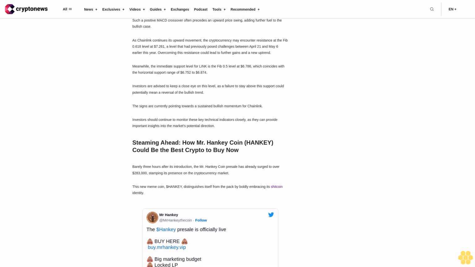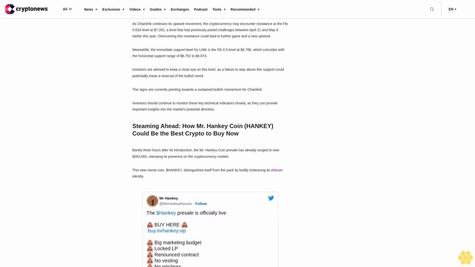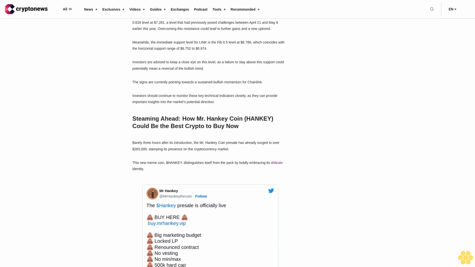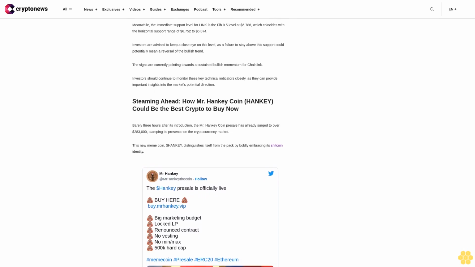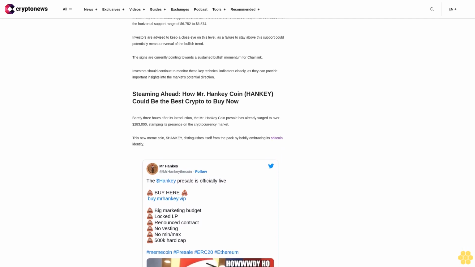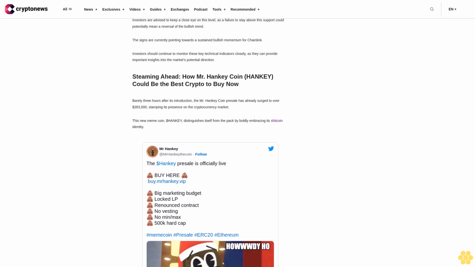As Chainlink continues its upward movement, the cryptocurrency may encounter resistance at the FIB 0.618 level at $7.261, a level that had previously posed challenges between April 21 and May 6 earlier this year. Overcoming this resistance could lead to further gains and a new uptrend.